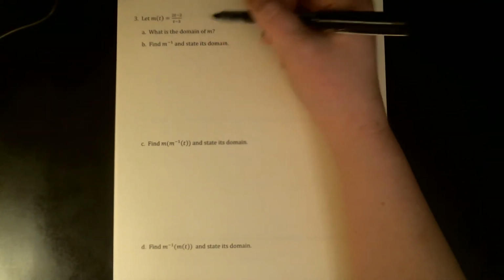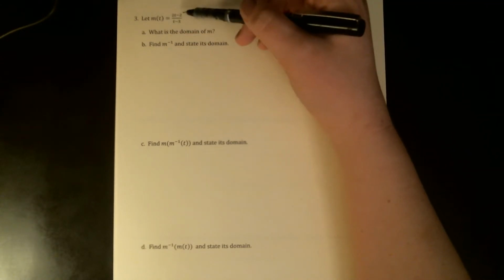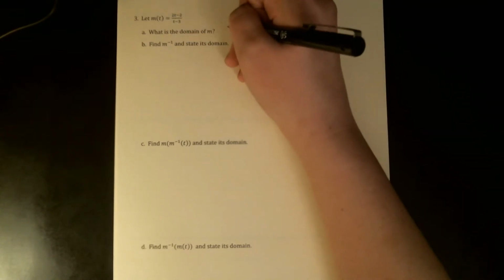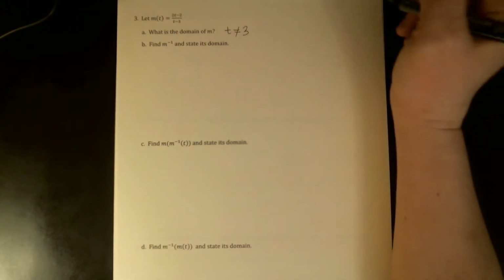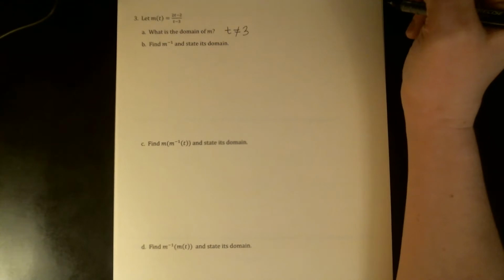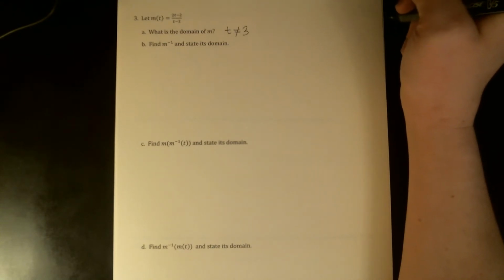Okay, so what is the domain of M is the very first thing we want to answer. Because M is a rational function, we're going to have to worry about division by 0. So the only thing I see that could give me a problem is t equals 3. I'll leave that out of my domain. So any t not equal to 3 is in the domain of M.